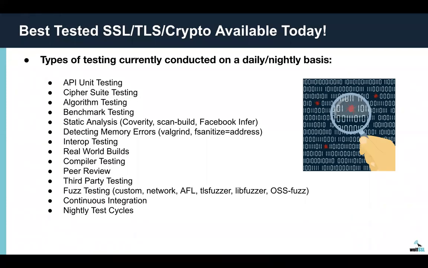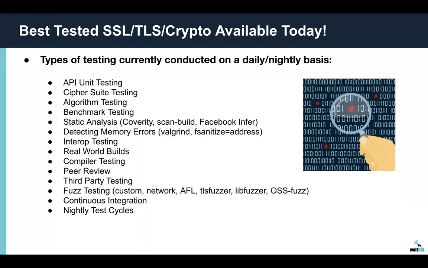We do a lot of great testing. Every year we're expanding this. We do everything from API unit testing to Cypher suite testing and algorithm testing. We have a bunch of different static analyzers, including Coverity, ScanBuild, and Facebook's Infer. We do memory error detection with Valgrind and fsanitize address, and interop testing against all the other major implementations. Real world builds means we test our customers' build configurations on a nightly basis.